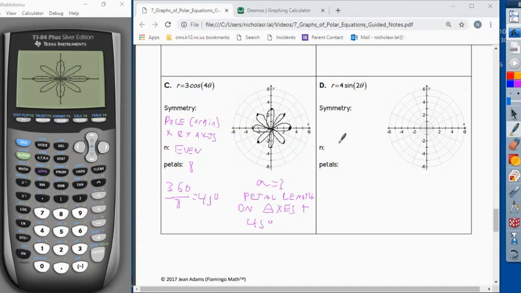Alright. R is equal to 4 times the sine of 2 theta. Symmetry about the origin, the x-axis and the y-axis. Our n is even. Our petals, we have 4 petals.